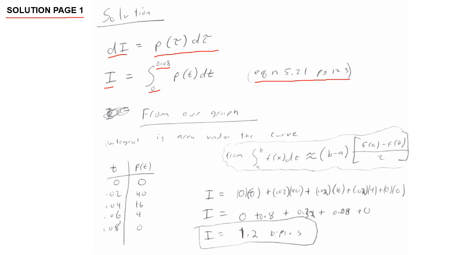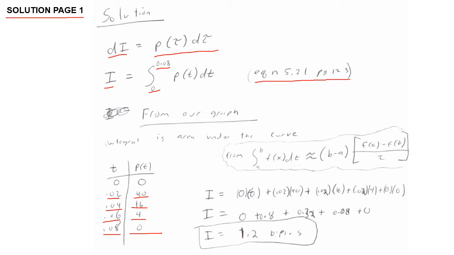Now from our graph, we have here integrals under a curve. So we can create a t-chart from the information on the graph here. We can say, okay, when t is equal to 0, our P of t is 0. When t is equal to 0.02, our P of t is 40. When t is equal to 0.04, our P of t is 16. And when t is equal to 0.06, our P of t is 4. And finally, when t is equal to 0.08, our P of t is back to 0 again.